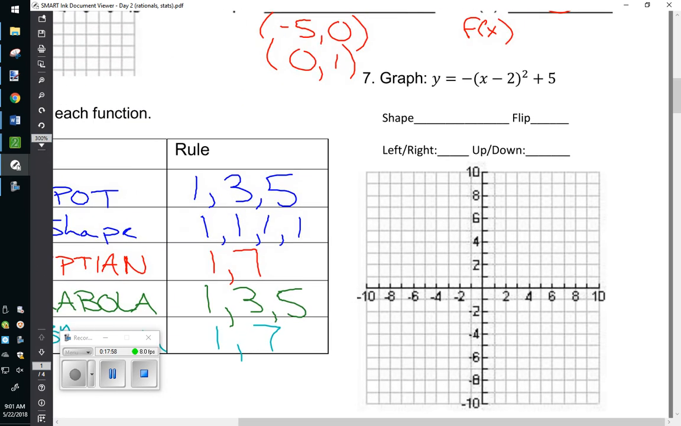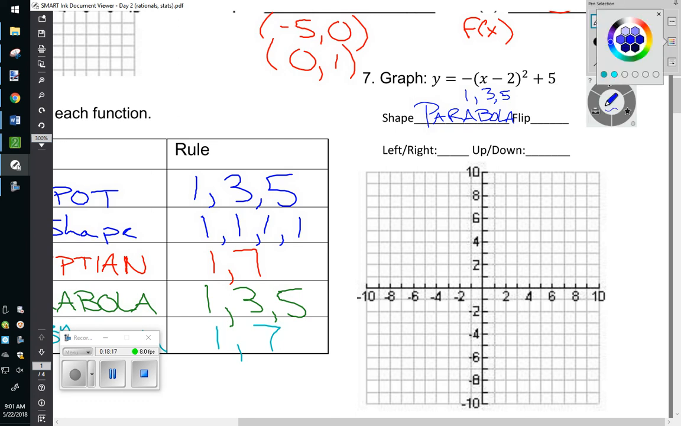Graphing, negative x, x minus 2 squared plus 5. Our shape is a parabola, so it's a 1, 3, 5. Did this graph flip? What made it flip? The negative sign. When you have a negative sign in front like that, it's going to flip your graph. This thing right here, that negative made me flip.